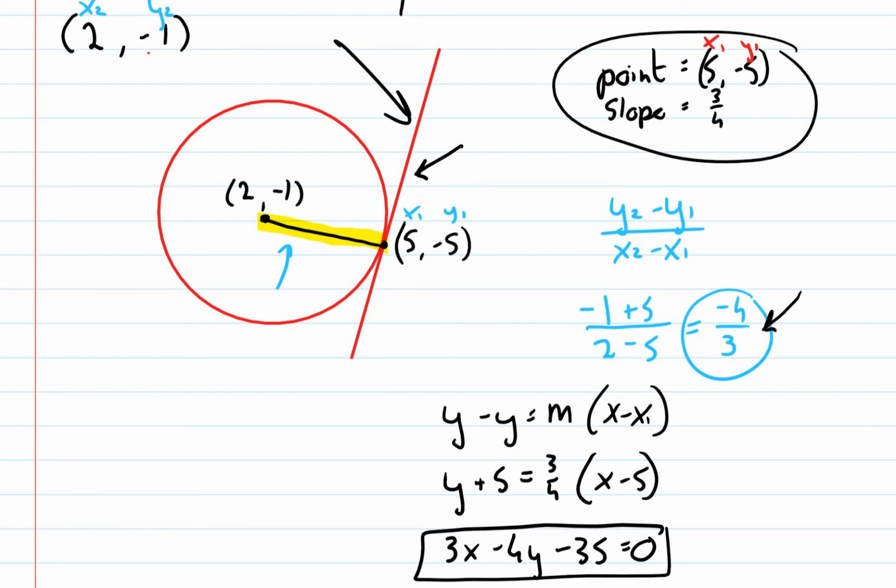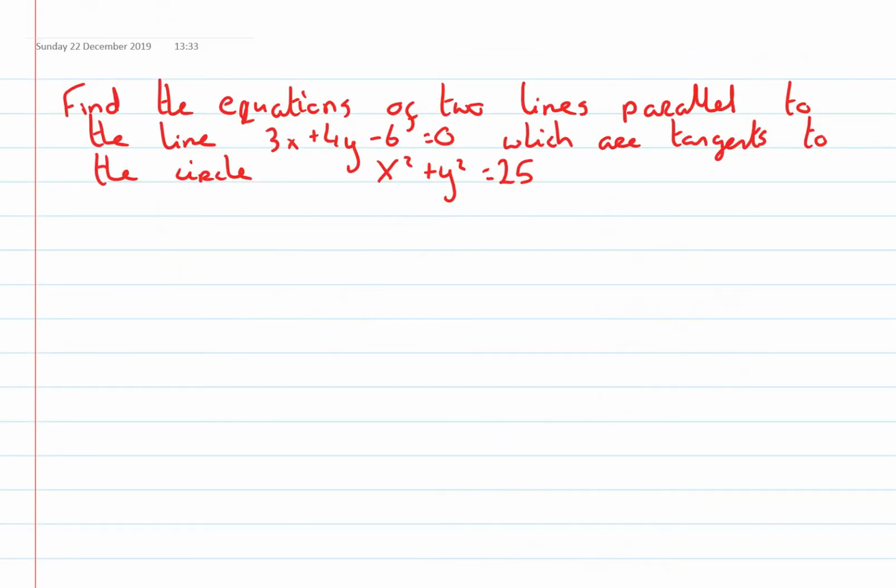Okay. Right, last question then. It says find the equations of two lines parallel to the line 3x plus 4y minus 6 equals 0, which are tangents to the circle x squared plus y squared equals 25. Okay.